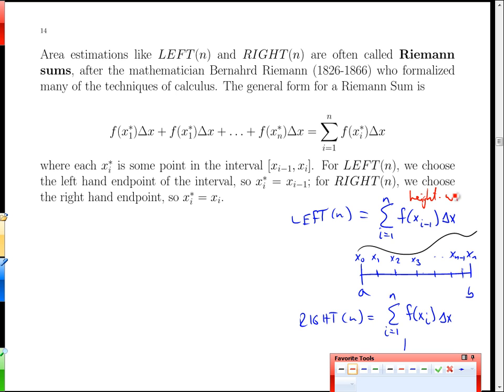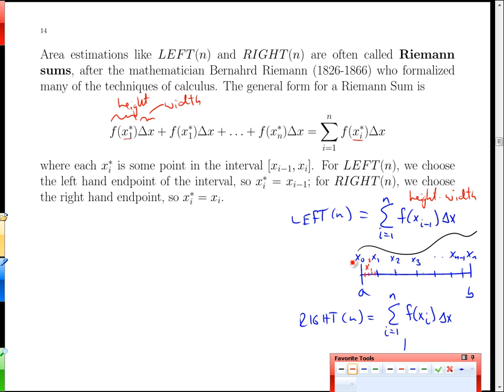times a width. And a Riemann sum is simply a generalization of that to say, as long as we get a height and a width, and we keep adding those up to get a sum, in general, as long as we pick any point, the whole point is it shouldn't matter really which point we pick, left or right or some other middle point. This would be x sub 1 star. Any one of those points could be x sub 1 star.